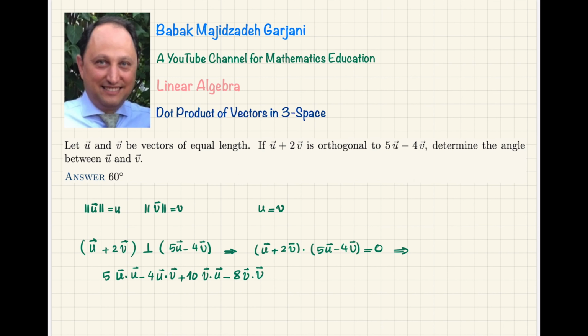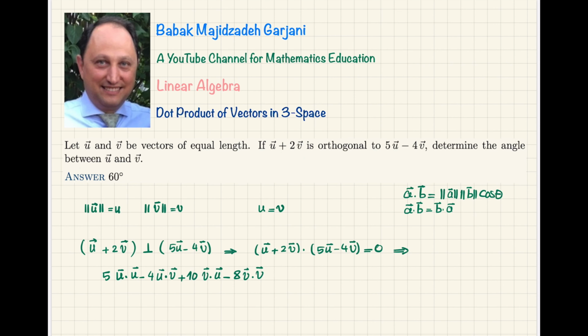But we know that if I have two vectors like A and B, the definition of the dot product is the norm of the first vector, times the norm of the second vector, multiplied by the cosine of the angle between the vectors. And we also know that there is no difference between A dot B and B dot A. So what can I do?